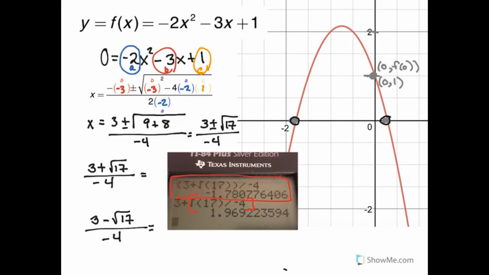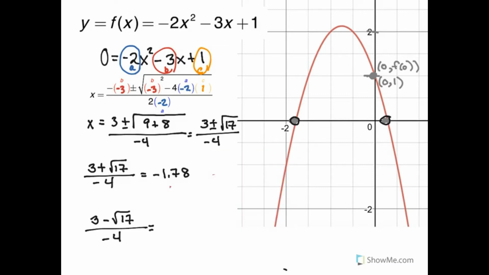So you see that you get two different answers. The top one is correct. So 3 plus the square root of 17 over negative 4 is about negative 1.78. That looks like it's this point right here. X is negative 1.78 and y is 0. Try the second one on your calculator to make sure you know how to do it. You should get 0.28, and that looks right on the graph, 0.28, comma 0.